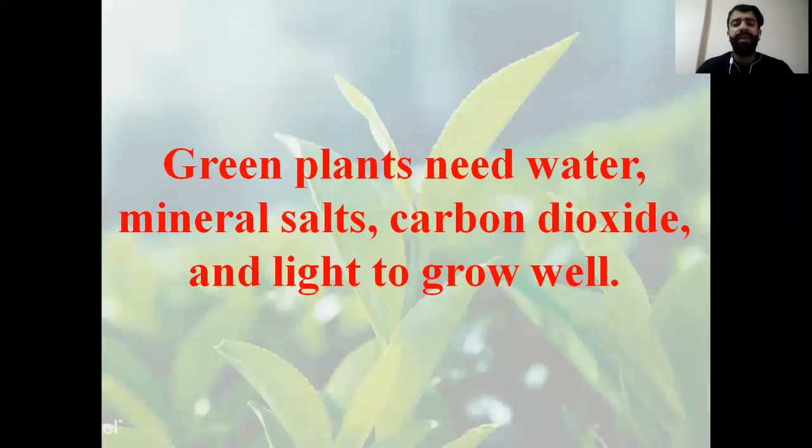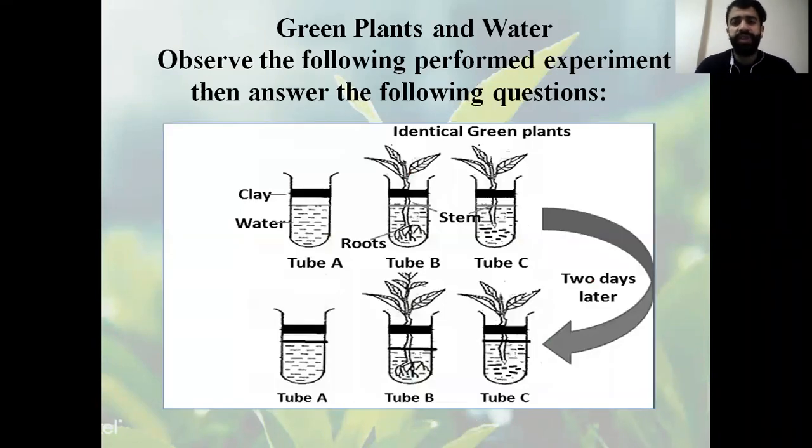We said that green plants need four important elements for their growth, four important nutritive needs. These nutritive needs are water, mineral salts, carbon dioxide, CO2, and light in order to grow well. We move to this important experiment, green plants and water. Observe the following performed experiment, then answer the questions that follow.